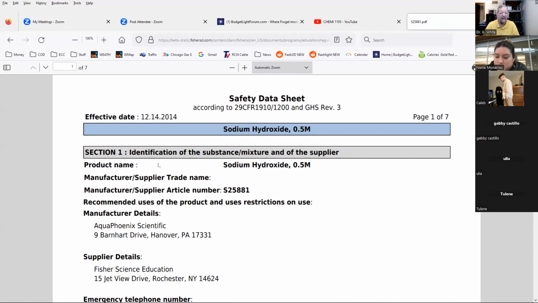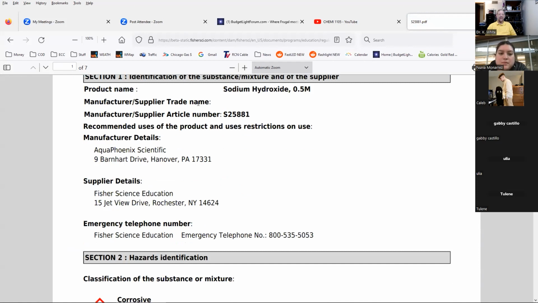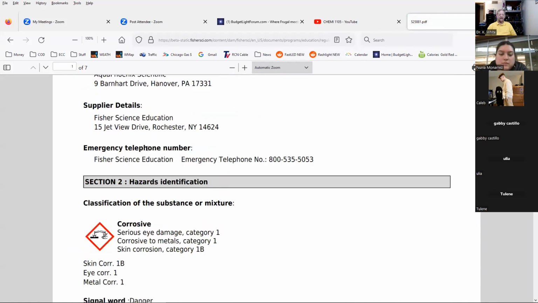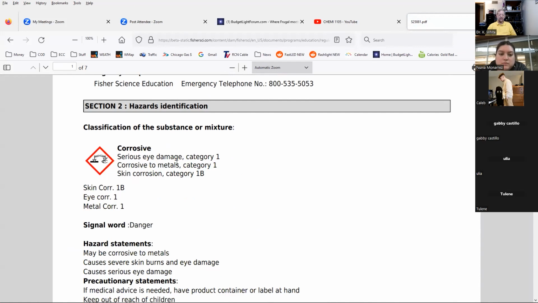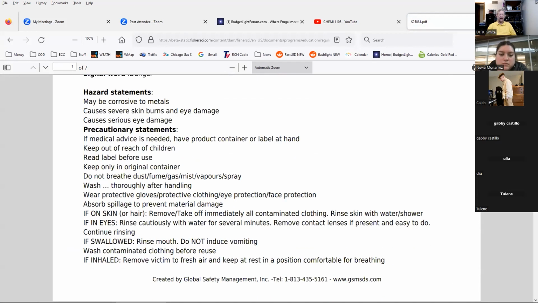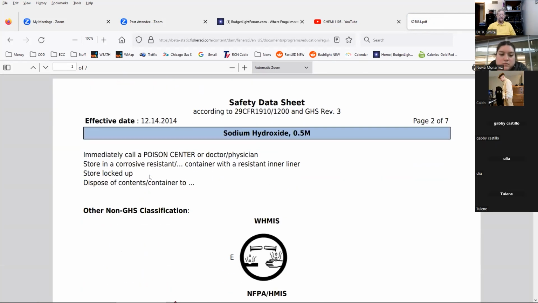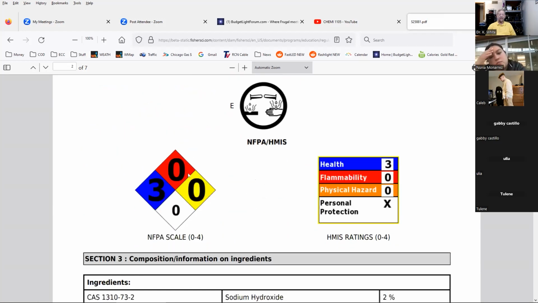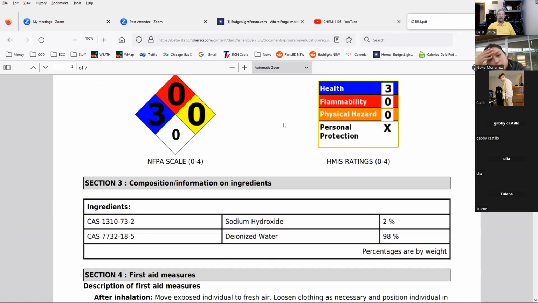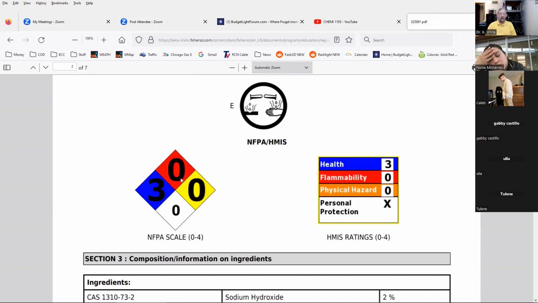But anyways, here they always have similar things. Here they have the name and then hazards. You can see here, serious eye damage, category 1, and so on. And certain precautions. And here again, more information. And here they give you the two different scales, and you can look up what is blue, what is red, is fire, and so on.